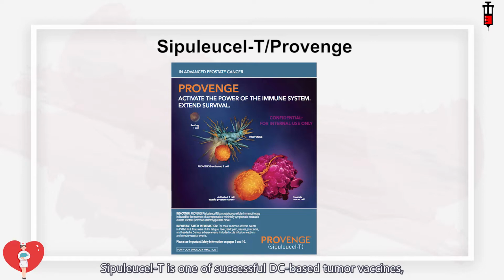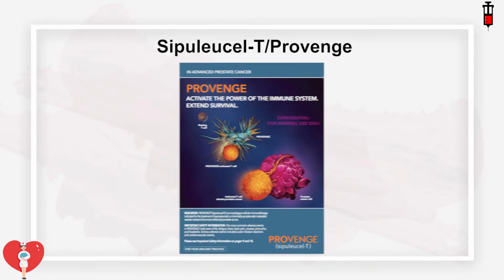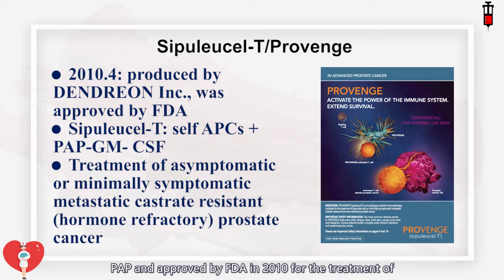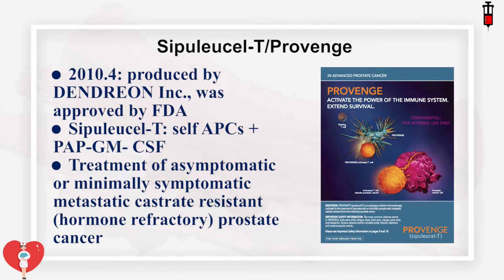Sipuleucel-T is one of the successful DC-based tumor vaccines, which is stimulated by prostatic acid phosphatase (PAP) and approved by the FDA in 2010 for the treatment of asymptomatic or minimally symptomatic metastatic castration-resistant prostate cancer.